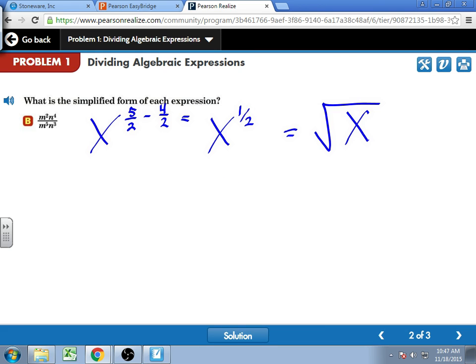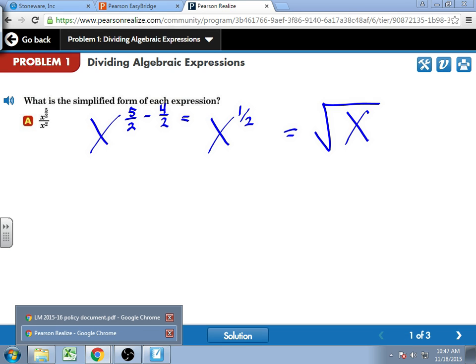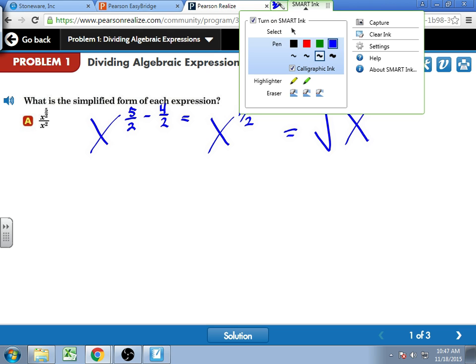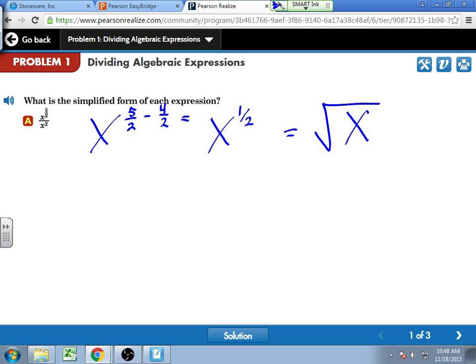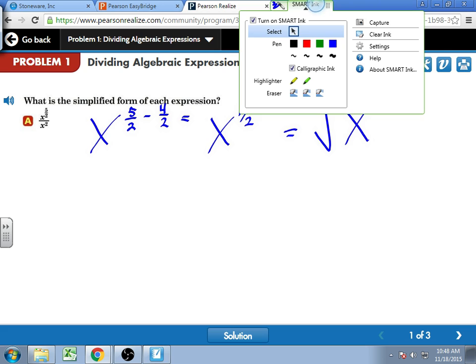Would you also accept x to 1/2? Yeah, I'd take either. I'm very much in either form, unless I said, like, simplify to its radical form, then you'd have to use the radical.